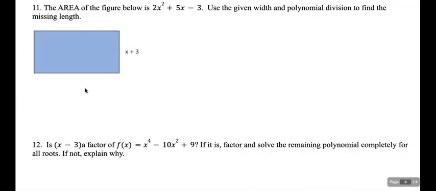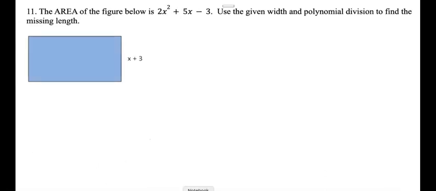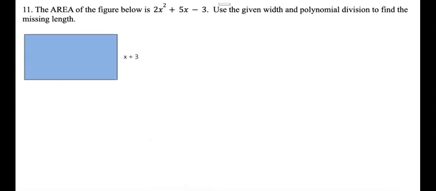Alright, number 11. This is actually probably one of the easier ones you can do here. Not too bad in this one. So it says, use the given area and width to find the missing length. Remember, your area is just length times width of a rectangle. If you're looking for the missing length here, which is L, you're just dividing both sides by the width, and you're left with your length equal to your area divided by width.